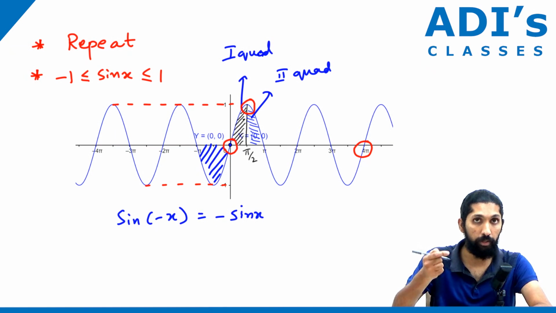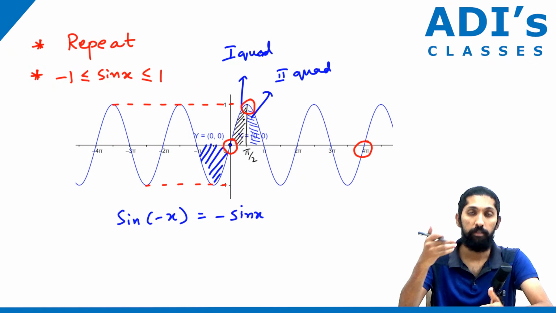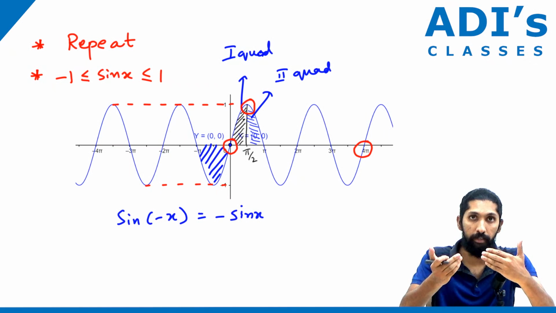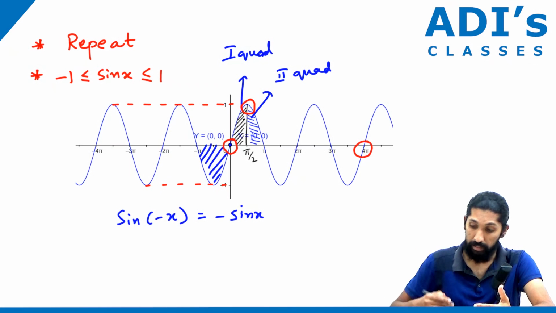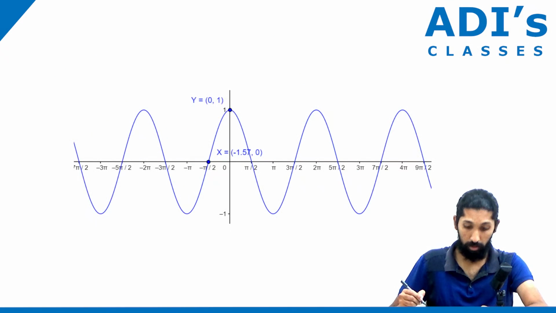Because next we are looking at cosine. Cosine is what? Complement of sine, right? That means there is an offset of 90 degrees or pi by 2. And see how the graph looks for a cos curve.